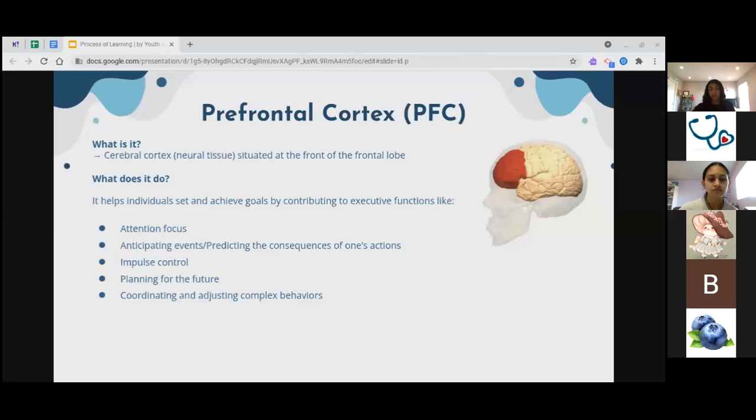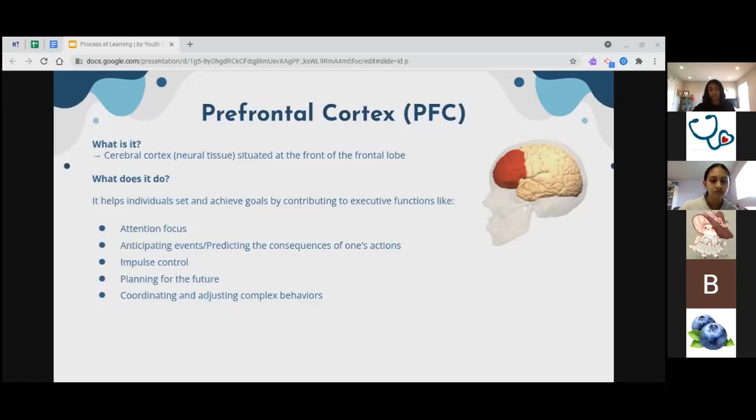And on that line, we have impulse control, which means how you manage emotional reactions to your environment, like your reactions to sudden extra work or an upcoming deadline. And 4, we have planning for the future to achieve a higher success rate for your goals. And lastly, 5, coordinating and adjusting complex behaviors, which is basically, I can't do X until Y happens, or I can't do my practice quiz until I finish the reading.